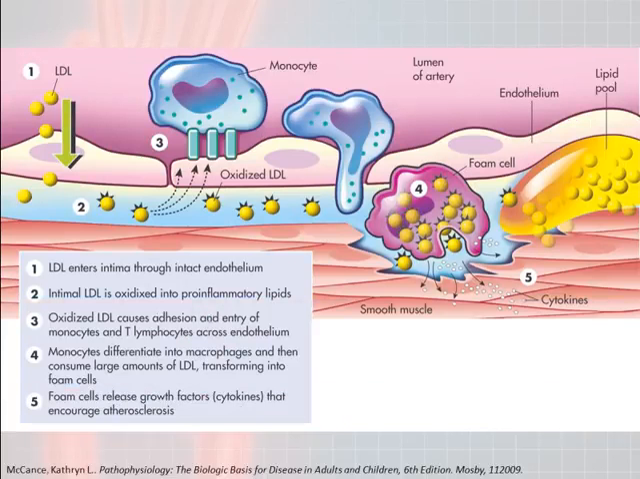So the first thing I'm going to talk about here is how we start developing the arteriosclerosis. So I'm going to concentrate on this picture here. I'm going to start over here with number 1, the LDLs. Now let's briefly talk about the LDLs. LDL is basically a low density lipoprotein.